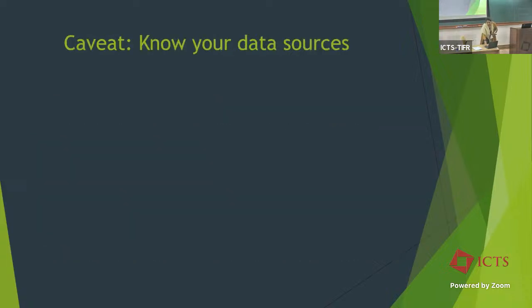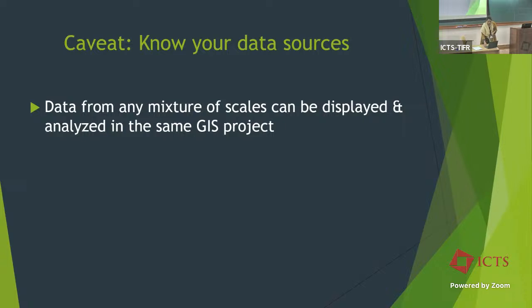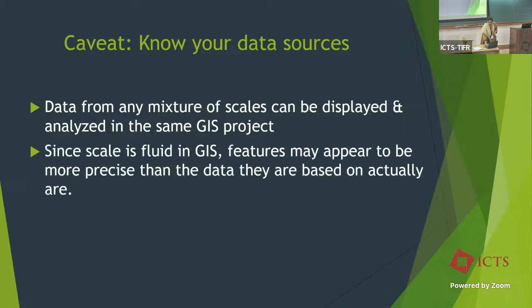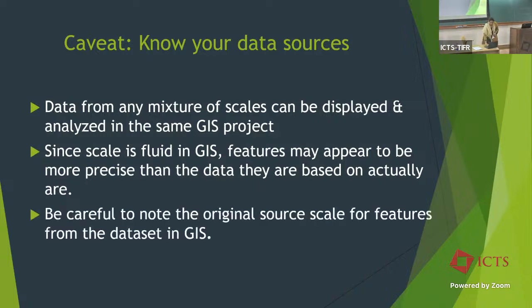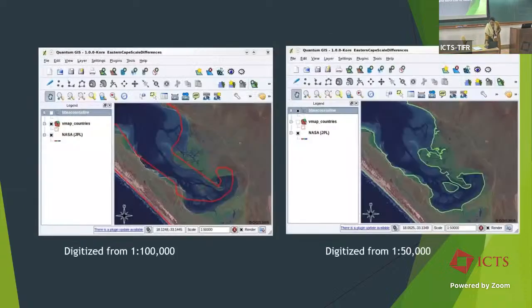So very importantly, know your data sources. Data from any mixture of scales can be displayed and analyzed in the same GIS project, but there are these things to keep in mind. Since scale is fluid, features may appear more precise than the data that they're actually based on. So always be careful to note the original source scale for the features from which you got the data set in the GIS.